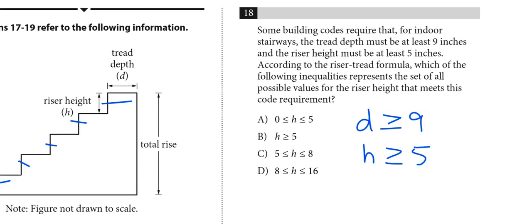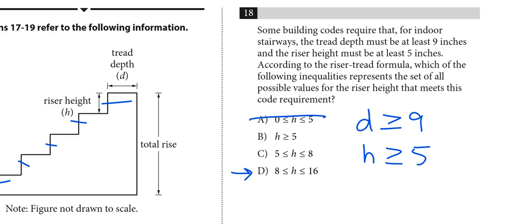Now, does it make sense that it says here, according to the riser tread, which of the following inequalities represents the set of all possible values for the riser height? Well, okay. It says that it has to have a minimum of 5. How in the world could it be less than 5? And how in the world could it start at 8? Now, I'm not going to completely rule out letter D, because maybe when I look at the formula, I'm going to see something that I didn't see before.